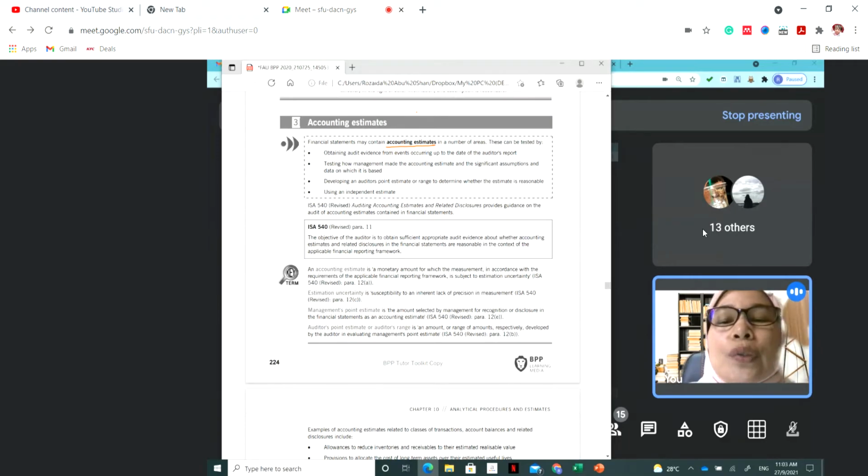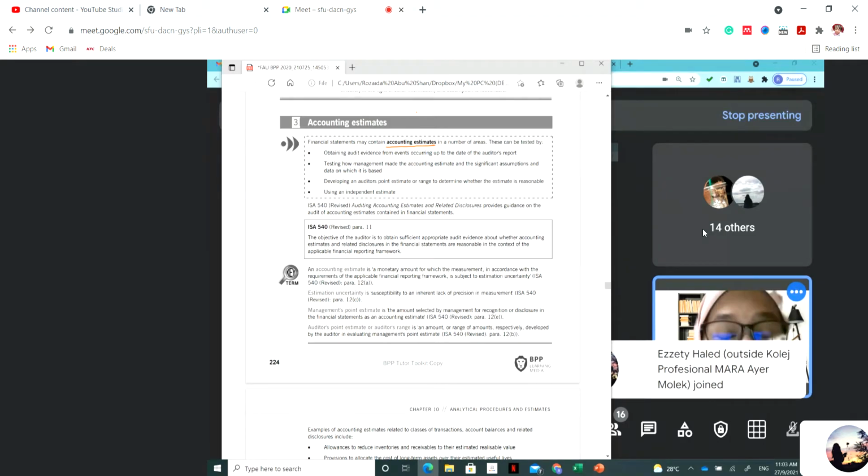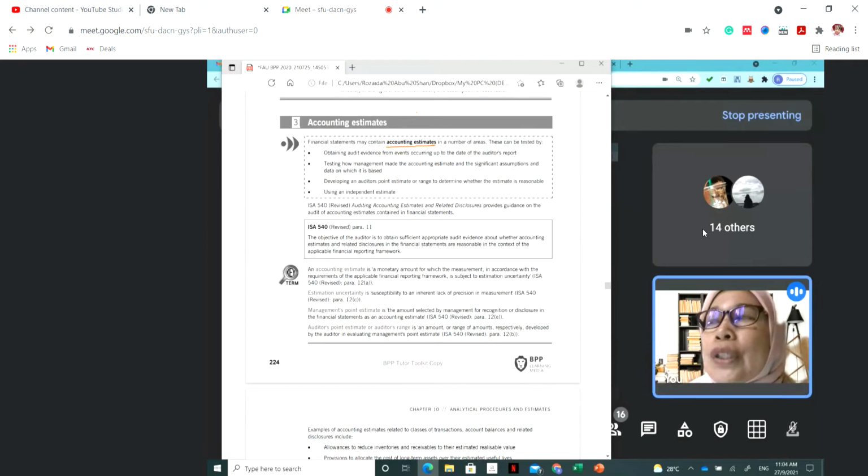So what should you do? You have to look at the reasonableness of the estimation, and also whether the estimate done by the management is consistent. So you have to check whether it is consistent or not, or reasonable or not, you have to perform the test. So what should you do? You have to obtain audit evidence from event occurring up to the date of the auditor's report.